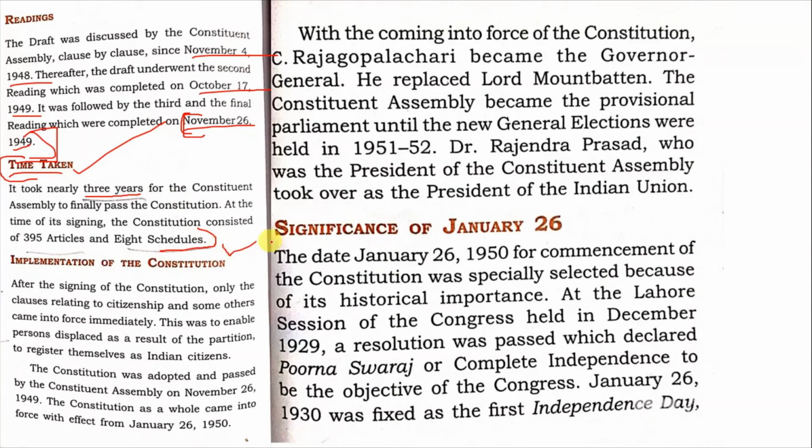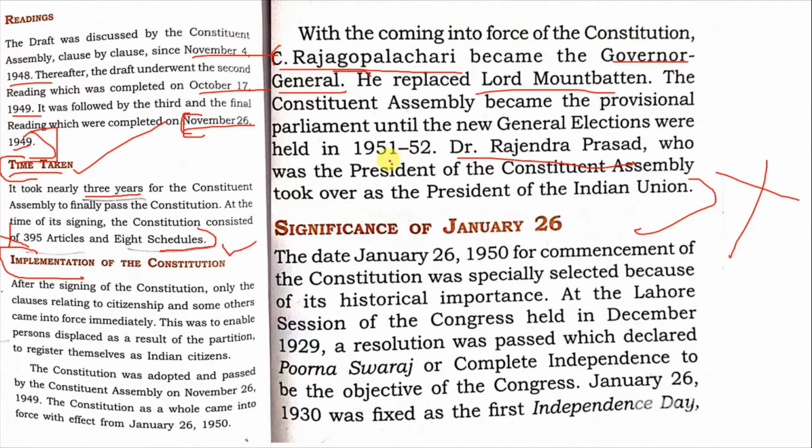And implementation of the Constitution. The Constitution adopted and passed. These things after signing, this is for you: just take C. Rajagopalachari became the Governor General. He replaced Lord Mountbatten. Such things, type of one word. Rajendra Prasad was the first president. Like such one words. The other all is not that important. Okay, so cross it out. But check the one words. The one words are necessary. Okay, certain one words may come. Okay, it may not come.